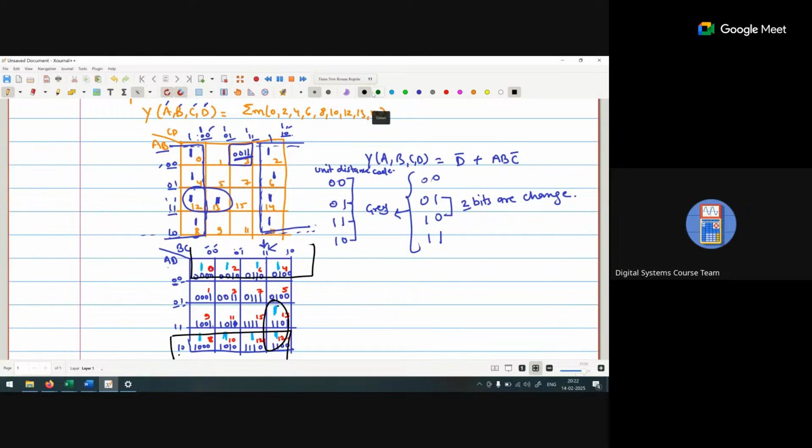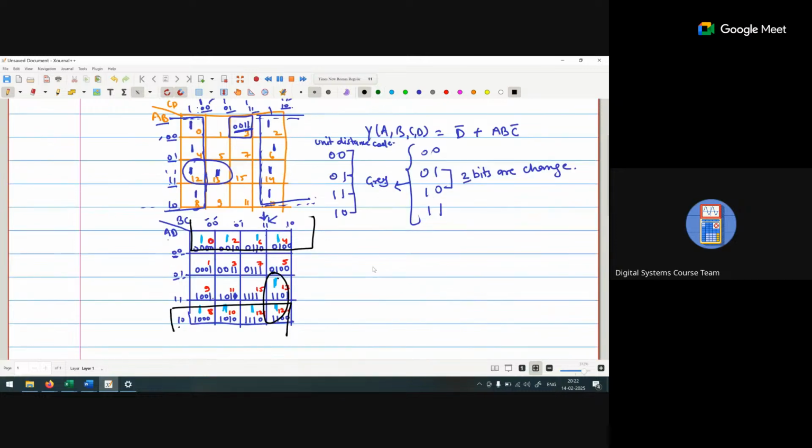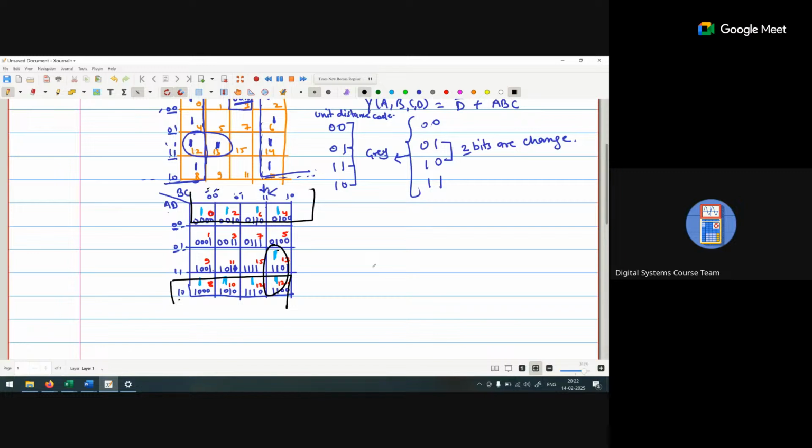Now if we go for the group of 8, we can see the value of B and C will change. The value of A is 0 and 1, that means the value of A also changes. Only which value is constant? D value is constant, 0. So it is D bar. Now if we go with this particular group, the value of A is constant, that is 1, B is constant, that is 1, and C is constant, that is 0. So A, B, C bar.